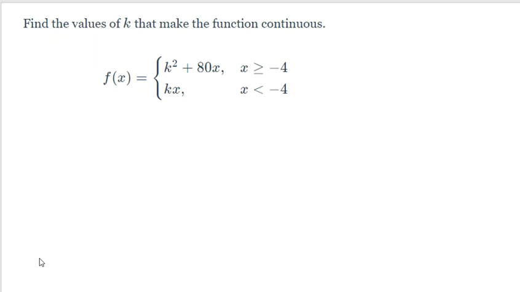Obviously, x is missing, but x is a variable. X is always missing, right? Every function has an x in it. Well, not every function, but most functions have an x in it. That's the whole point of it being a function. So there's a lot that we do know in this problem.